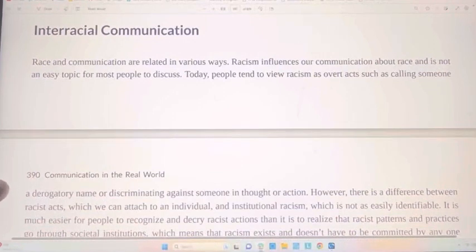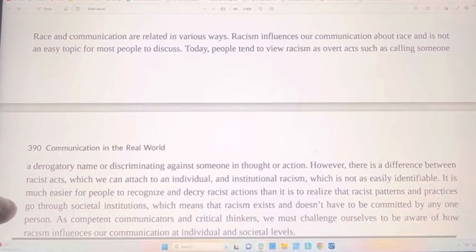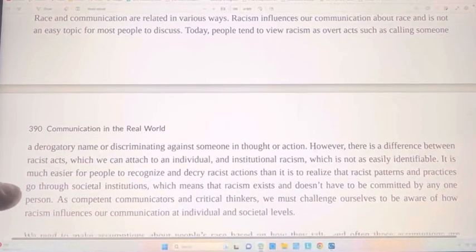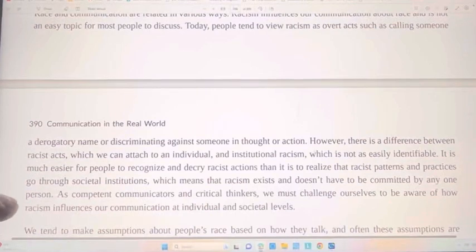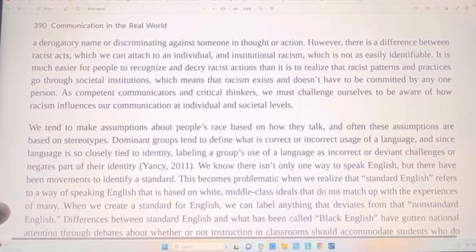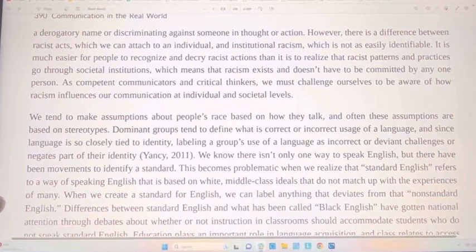Interracial communication. Race and communication are related in various ways. Racism influences our communication about race and is not an easy topic for most people to discuss. Today, people tend to view racism as overt acts, such as calling someone a derogatory name or discriminating against someone in thought or action. However, there is a difference between racist acts, which we can attach to an individual, and institutional racism, which is not as easily identifiable.